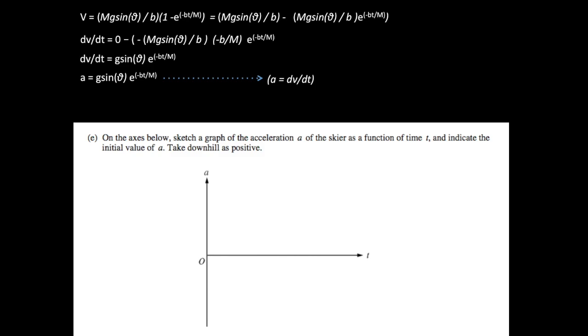To find the initial condition, we can plug in t is equal to 0. When we do this, we get that a is equal to g sine theta times e to the 0. Since e to the 0 is just equal to 1, the initial condition of a was g sine theta. Since the graph is a negative exponential graph, it'll be concave up. Remember that the acceleration gradually reaches 0 until the skier reaches terminal velocity. So this is how the graph should look: concave up and gradually approaching 0.